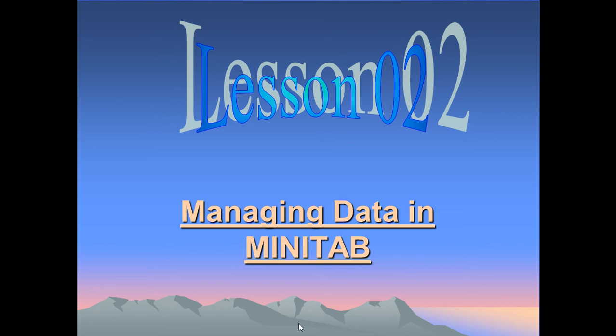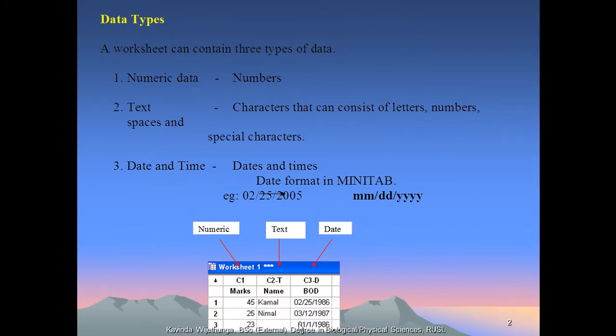STA 1224 Introduction to Statistical Software, Lesson 2: Managing Data in MINITAB. There are three types of data: numeric data, text (including spaces and special characters), and date and time. If you look at the worksheet, numeric data has no marker, for text data such as C2 you can see a T here, and for date you can see a D here.